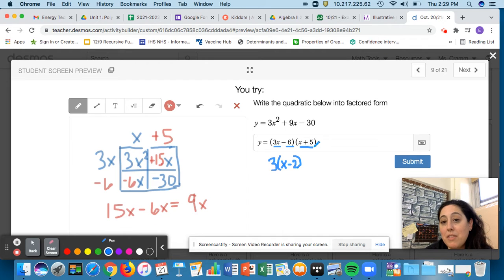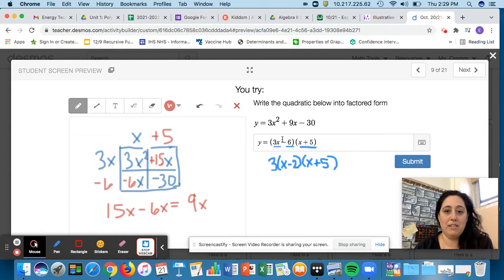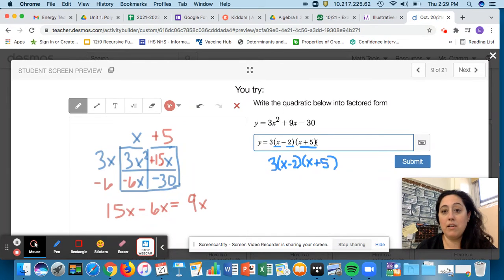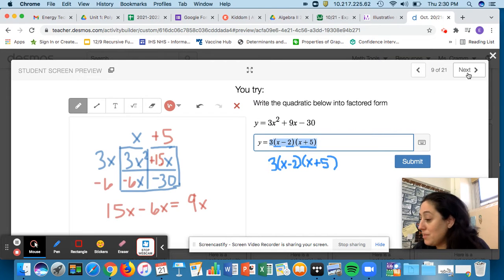Now, I don't want to forget about this factor. I also need to take that out. And this would be considered fully factored, right? Or factored completely. So actually, why don't I change this? So I'm going to just show that I'm factoring it completely here. Okay, and there we go. There are our factors. 3 is a factor, x minus 2 is a factor, and x plus 5 is a factor. Okay, so let's go to slide 12 now.